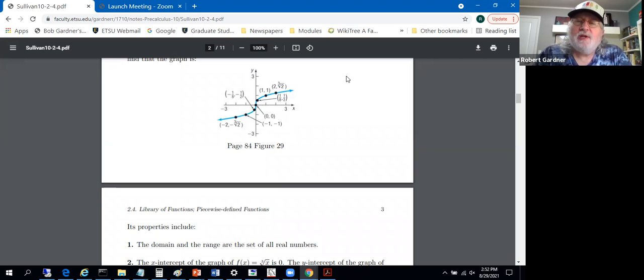3 cubed is what, 27? So the cube root of 27 is 3. And I say this is related to cubing. There's an interplay between cubing and cube roots. We'd have to put 27 in to get 3 out, but we get 3 out.